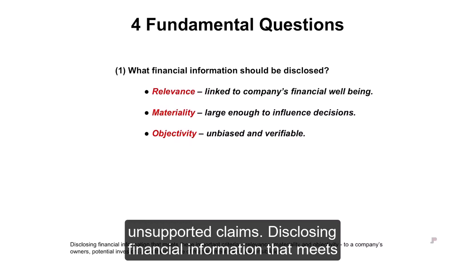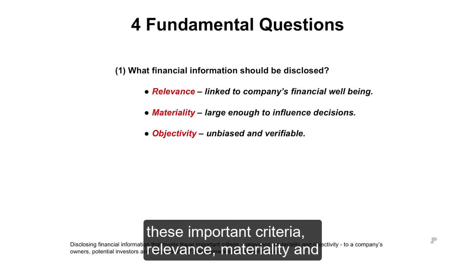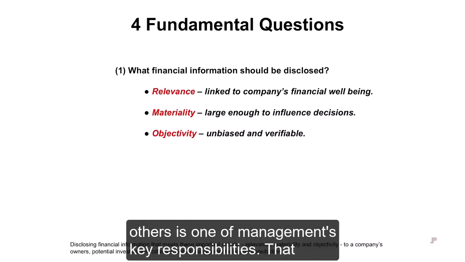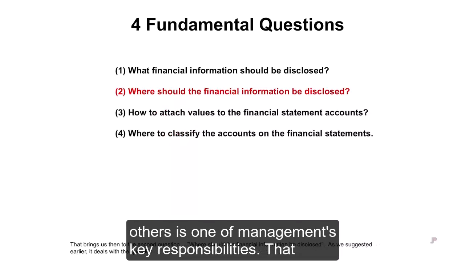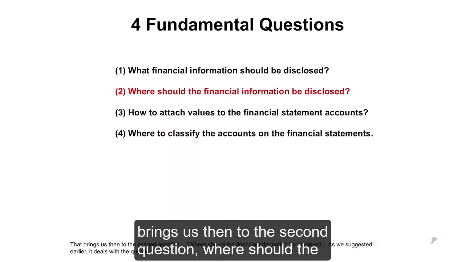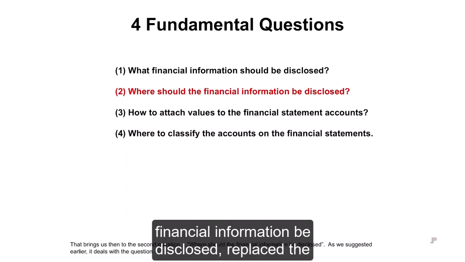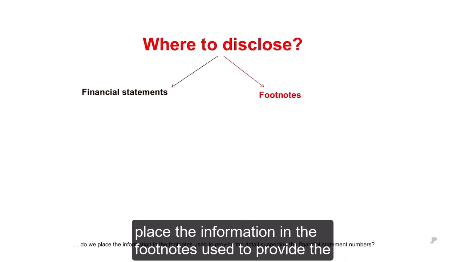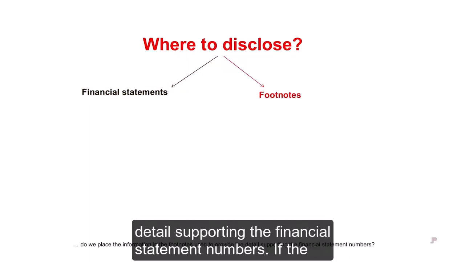Disclosing financial information that meets these important criteria, relevance, materiality, and objectivity, to a company's owners, potential investors, and others is one of management's key responsibilities. That brings us then to the second question. Where should the financial information be disclosed? Do we place the information in the financial statements themselves, or do we place the information in the footnotes used to provide the details supporting the financial statement numbers?